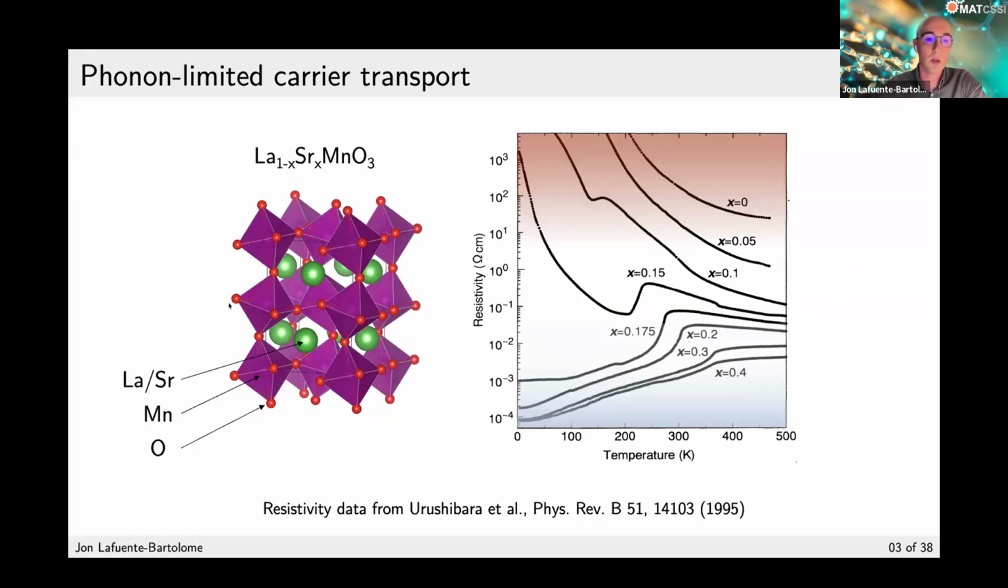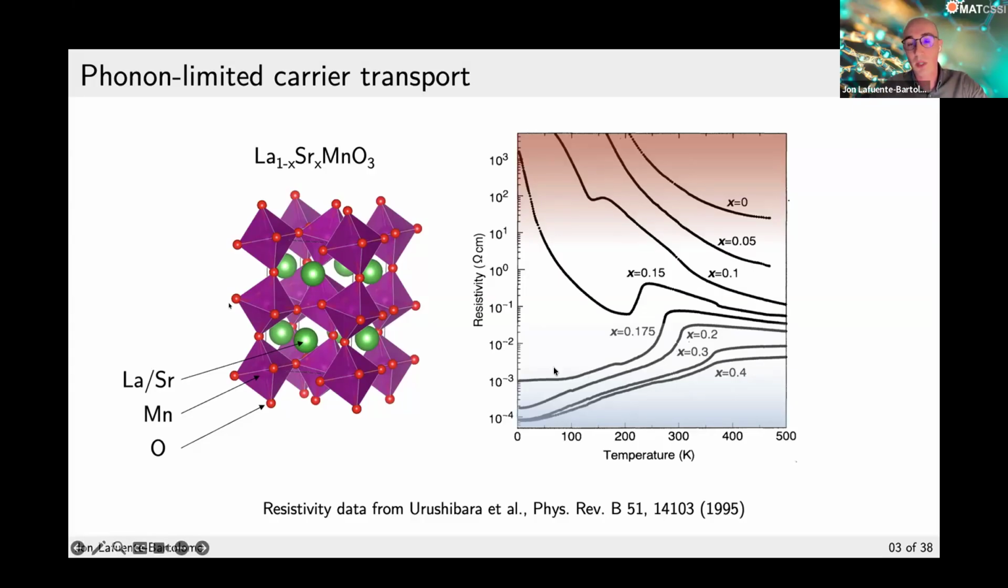So if one goes to more complex materials, here I'm showing as an example this manganite compound, that has a tilted perovskite lattice, as you can see here. In this experiment, what the authors did is to substitute lanthanum with strontium. And with this, they could control the doping of the material. They were adding holes into the system and making the material more and more metallic.